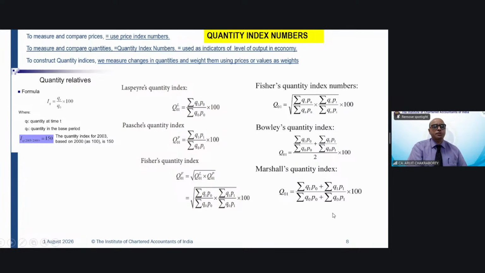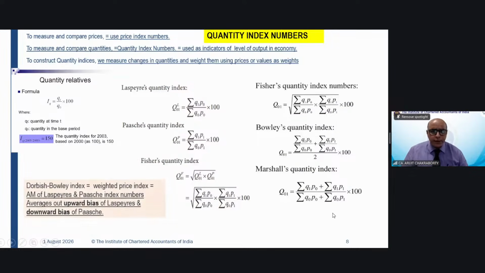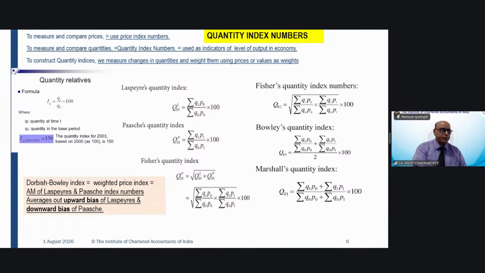In this way, Marshall's quantity index is also calculated in the same logic. So as you can see, Bowley's index, whether weighted price index or quantity index, is nothing but the arithmetic mean of the last period index and the purchase index.